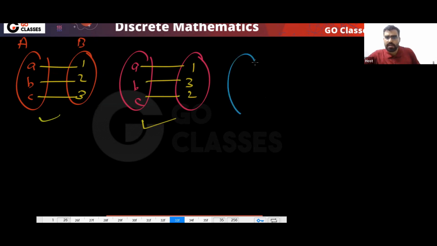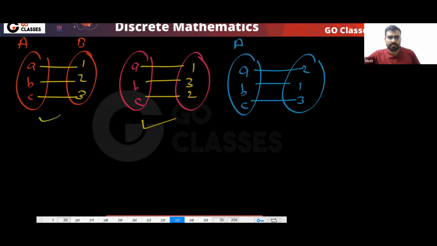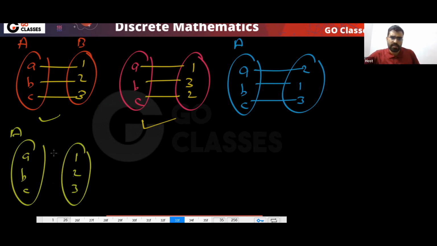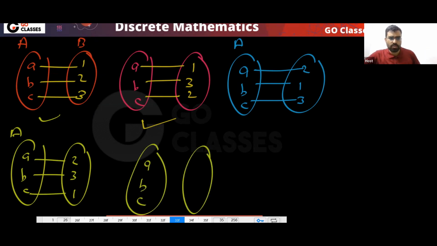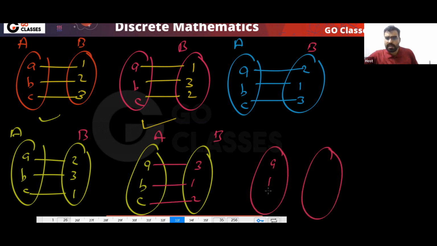This is another bijection. Fix A, don't change A. This is another bijection. Similarly, fix A, don't change A, but you can rotate B. 3, 1, 2 is another bijection. And finally, A, B, C fixed, and now 3, 2, 1. This is another bijection.